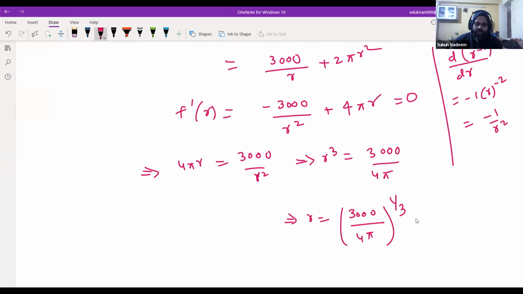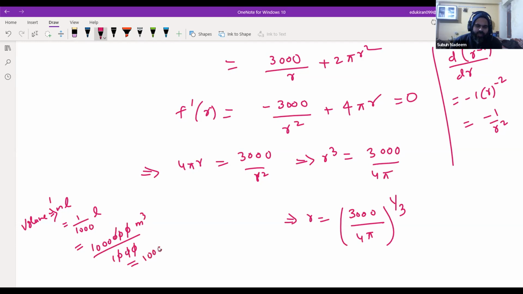Now, because the volume was in milliliter, if you remember the conversion formula, 1 milliliter is equal to 1 by 1000 liter, and 1 liter is equal to 10 to the power 6 meter cube by 1000. I don't exactly remember, so I'm converting it like this. The 1000 will cancel, so 1 milliliter is 1000 meter cube.